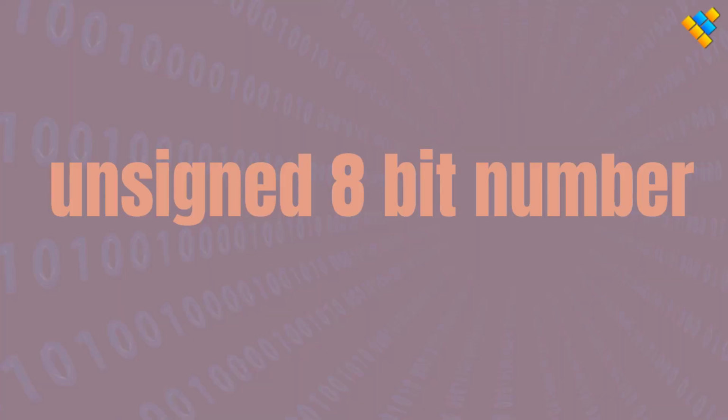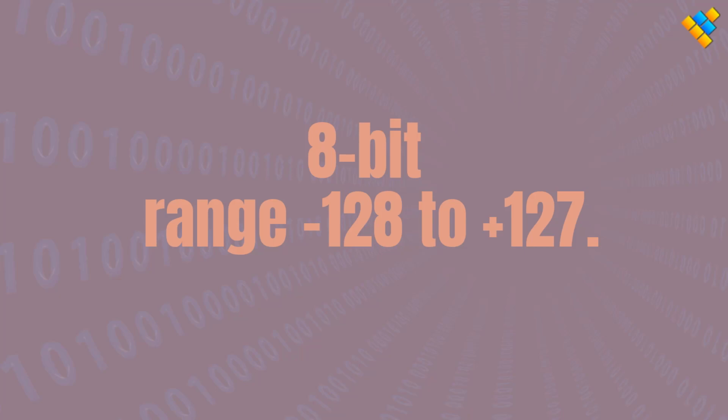and the effect is best seen in the number range of unsigned 8-bit numbers, which has a range of 0 to 255, while an 8-bit signed number has a range of -128 to +127.